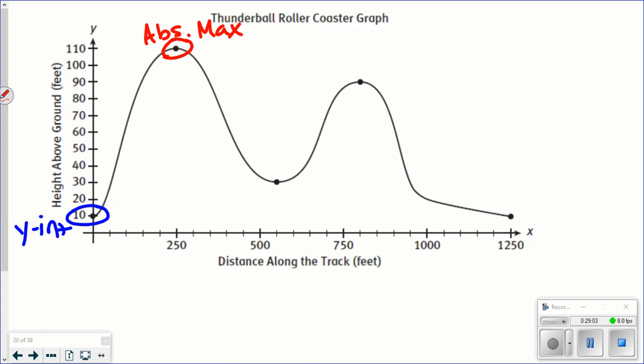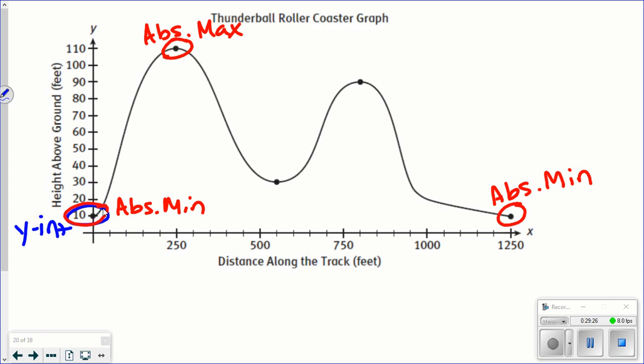What is an absolute minimum? Absolute minimum, the lowest point. It's right here. It's at 10, and it's also right here. It's at 10. It just occurs twice because our roller coaster starts and ends at the same spot. So the highest point and the lowest point, no matter where they occur.